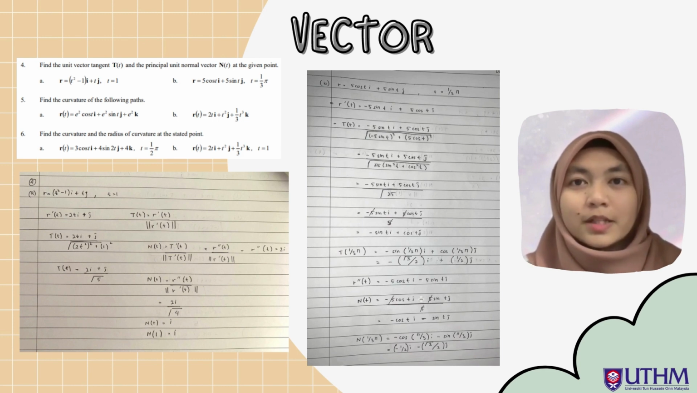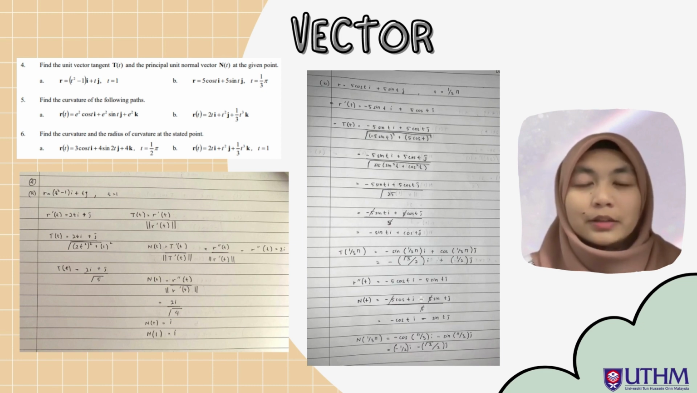Number 4b, we differentiate r and we get negative 5 sin t i plus 5 cos t j. Then plug in the values in the equation for Tt and simplify to get the answer for Tt. Next, we replace t with 1 over 3 pi, so it will be negative sin(1/3 pi) i plus cos(1/3 pi) j.